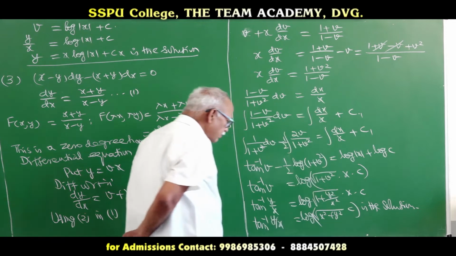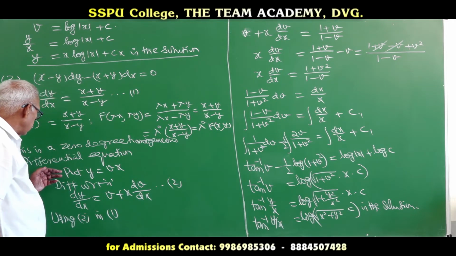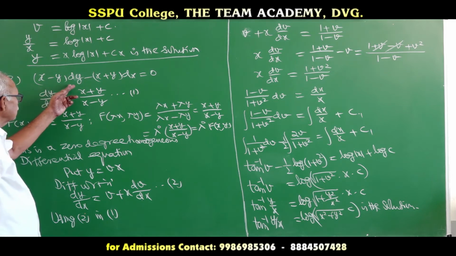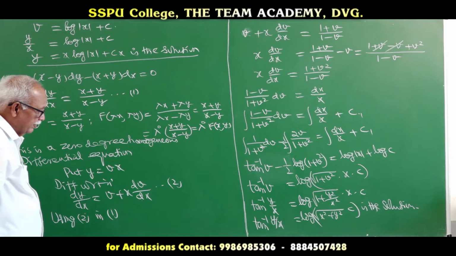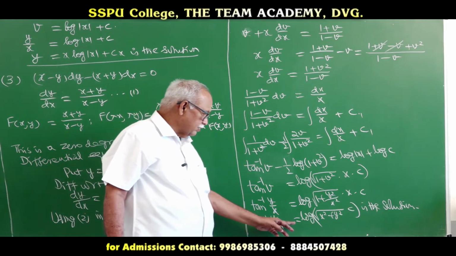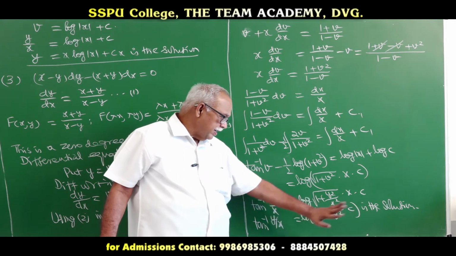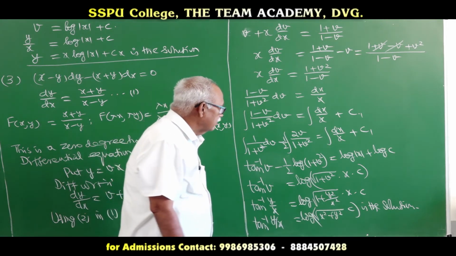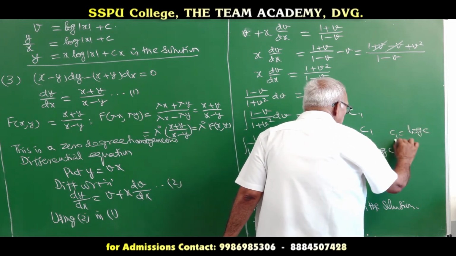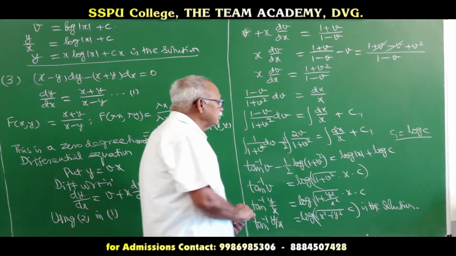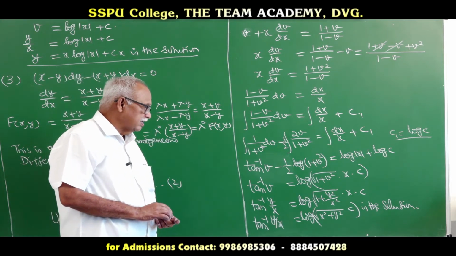This is the solution for the differential equation x minus y dy minus x plus y dx is equal to 0. We get tan inverse of y by x is equal to log of root of x square plus y square multiplied by c. So here take c1 is equal to log c. Okay. Now 3 problems are over. We will see the next question.